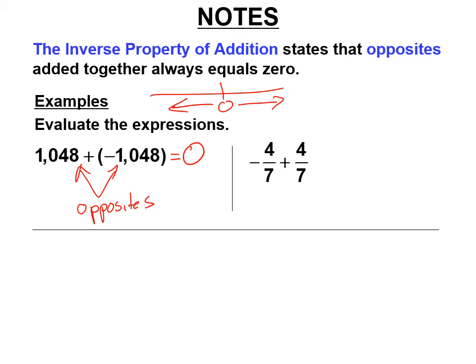So what is negative 4/7 plus 4/7? Well, now it's going to be 0. When we do fractions this year, and we're going to have negative fractions this year, the negative sign you can bring right up to the numerator, and it's negative 4 plus positive 4 over 7. Negative 4 plus positive 4 are opposites. So there's 0/7, and 0/7 is 0.